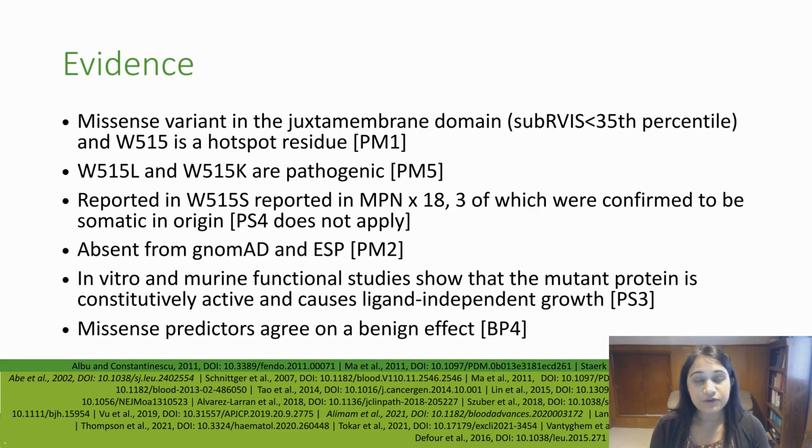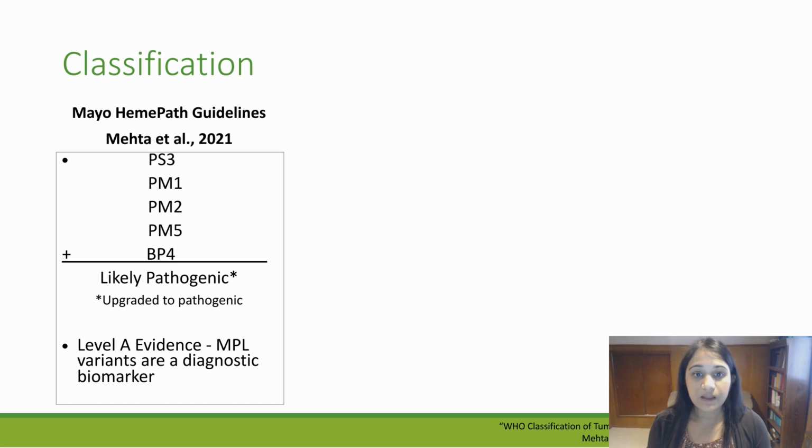However, there is in vitro and in vivo functional data for this variant that shows that the mutant protein is constitutively active and causes ligand-independent cell growth, even though in silico tools predict a benign effect. When the criteria are combined, the classification is likely pathogenic. However, when the variant was reviewed in our division, we upgraded the variant to pathogenic.